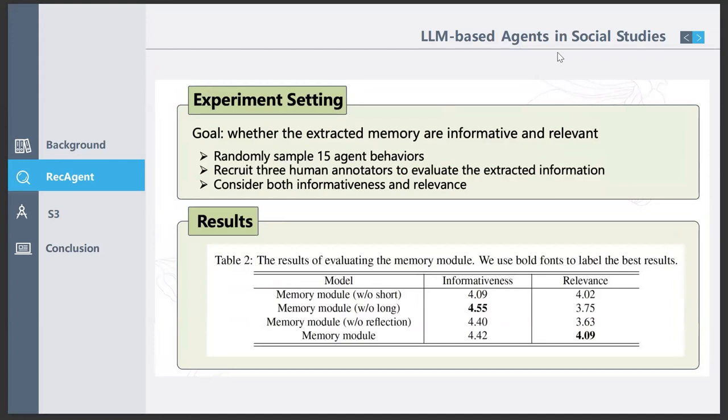In the second experiment, we aim to evaluate whether the extracted memory is informative and relevant. In this process, we randomly sample 15 agent behaviors and recruit three human annotators to evaluate the extracted information and label whether the extracted information is informative and relevant to the target behavior. The results are presented in the following figure. We can see that if we use all the three memory modules, the results are the best or comparable with the best.